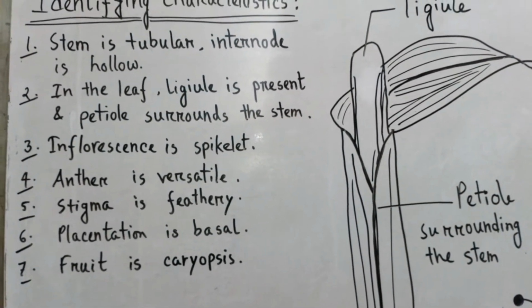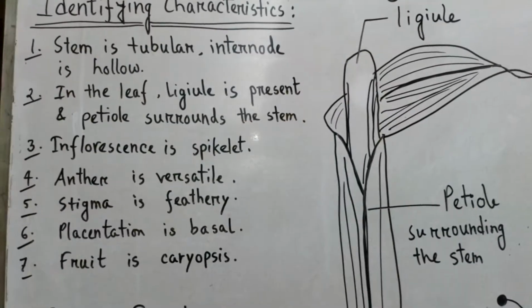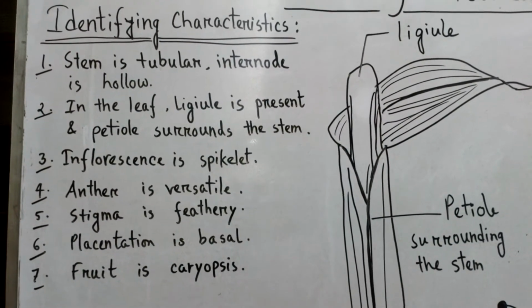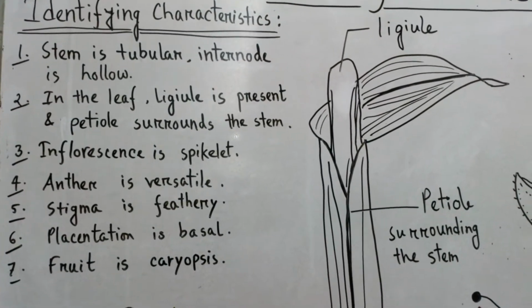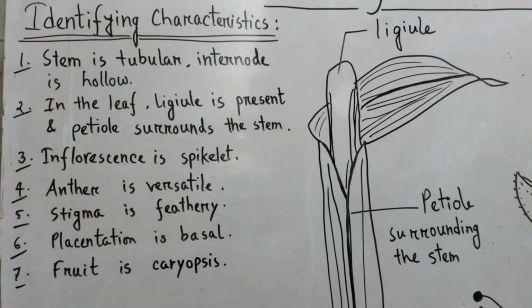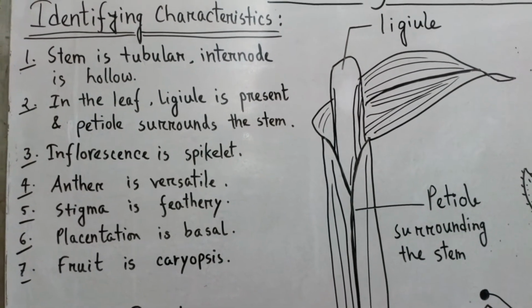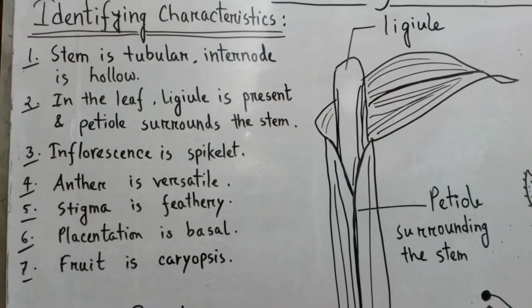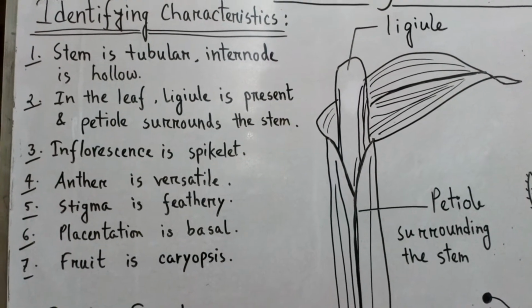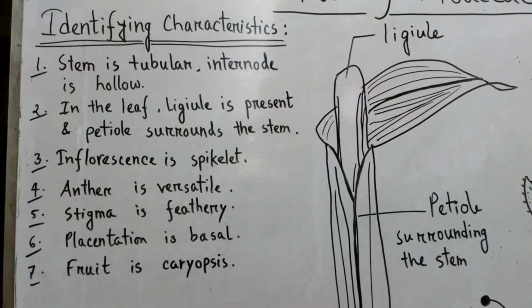Stem is tubular with hollow internode, which is also known as fistular stem, but for your exam, no need to write down about fistular stem. You just write down that internode is hollow and stem is tubular. Ligule is present and petiole surrounds the stem. Inflorescence is spikelet. Anther is versatile. Stigma is feathery. Placentation is basal.